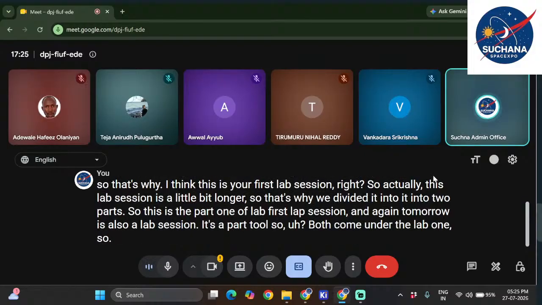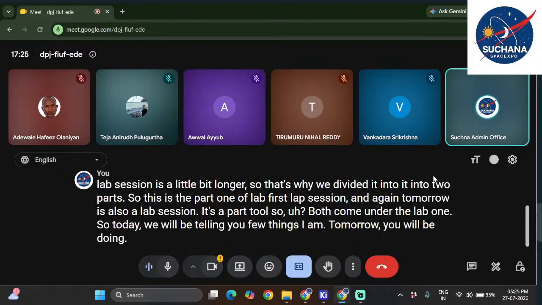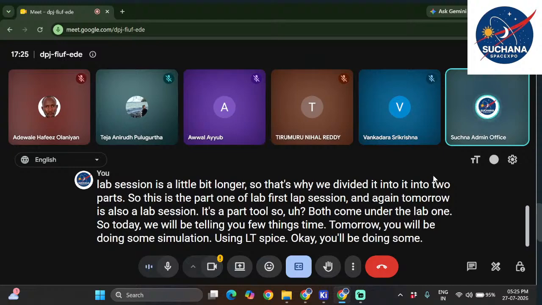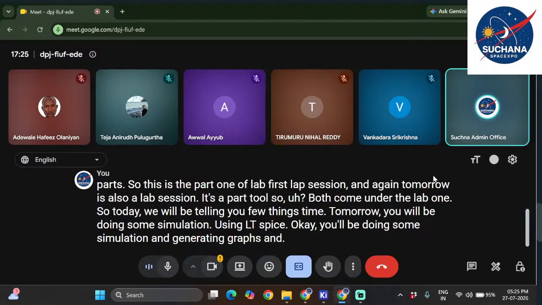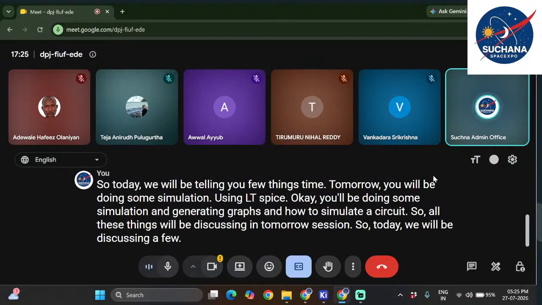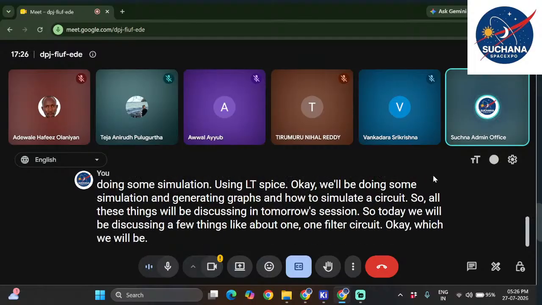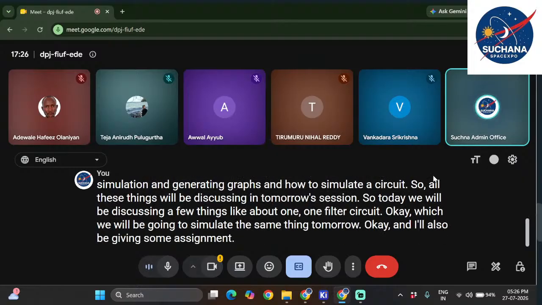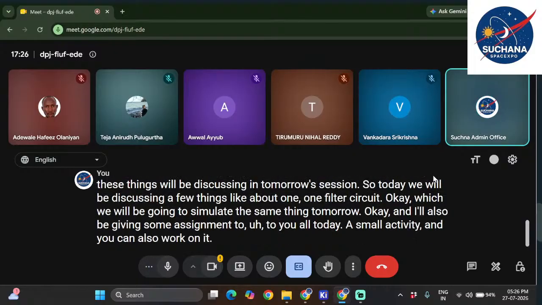Today we will be telling you a few things, and tomorrow you will be doing some simulation using LTspice. You'll be simulating circuits and generating graphs, and how to simulate a circuit, all these things we will discuss in tomorrow's session. Today we will be discussing one filter circuit, which we will simulate tomorrow. I'll also be giving you a small assignment today, an activity, and you can also work on it.